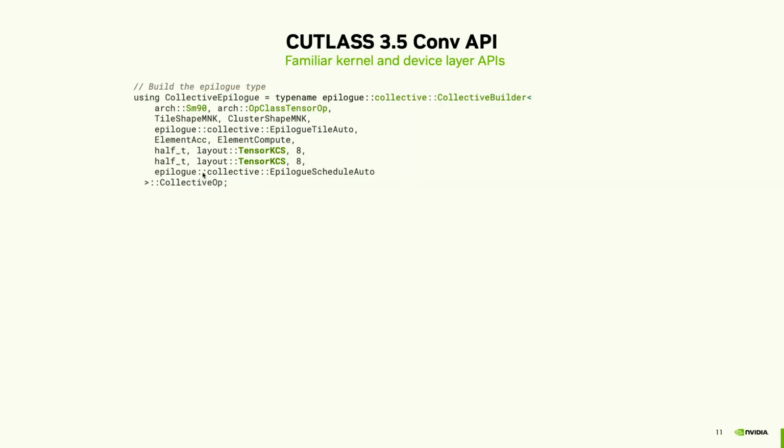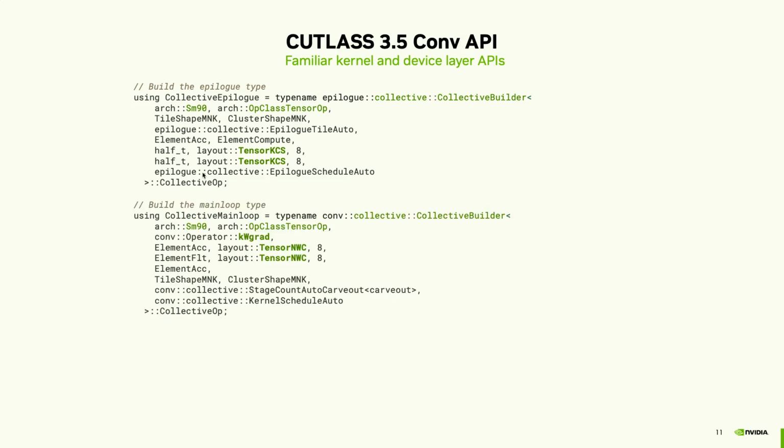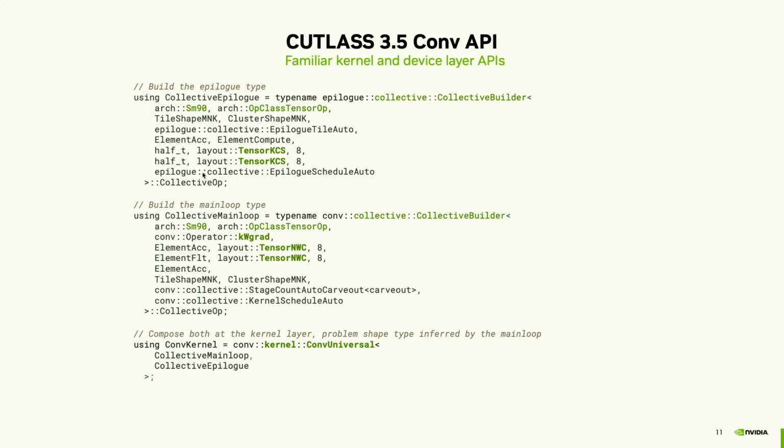All of this maps onto a very familiar flow. The first thing you do for a convolution kernel is stamp out your epilogue. Then you stamp out your main loop collective. Then you compose them together at the kernel level. Each kernel is a composition of multiple collectives, in this case, a main loop for the convolution and a main loop for the epilogue. And then that's it. You have a convolution kernel. All of this is completely symmetric with the GEMM API.